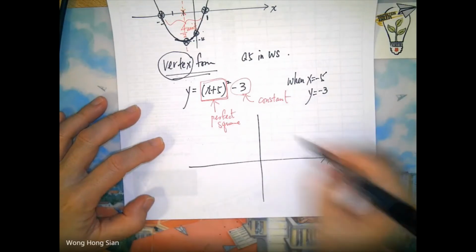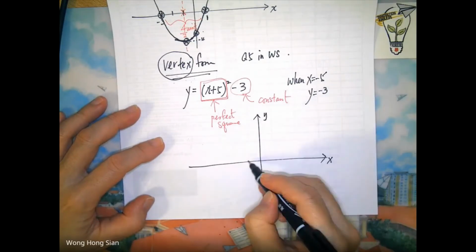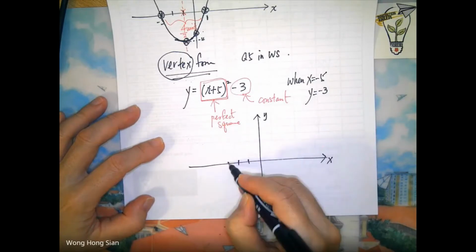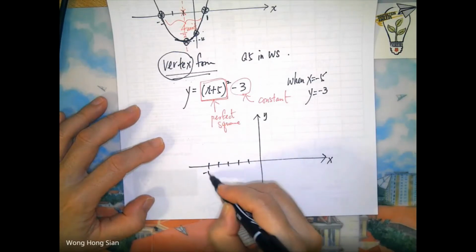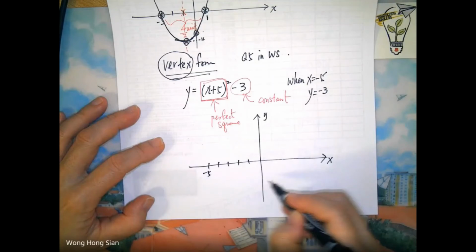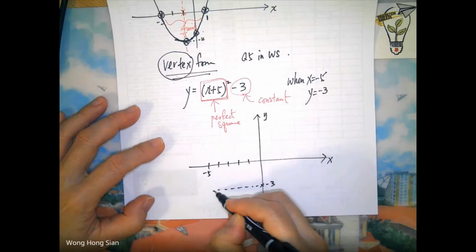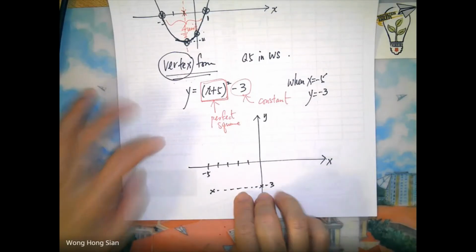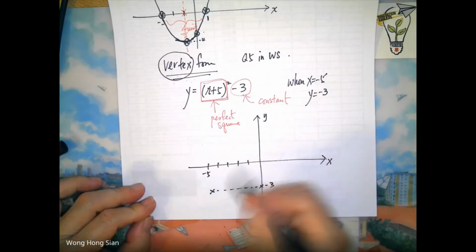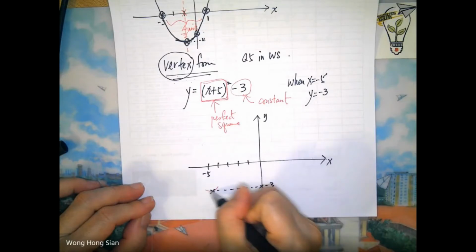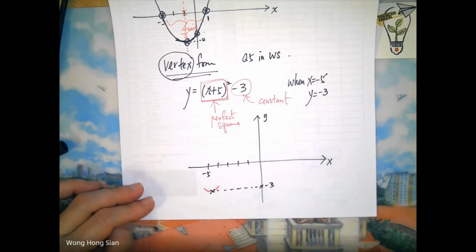If you were to have a simple sketch of the graph, this is x, this is y. When x is equal to negative 5, you're going to get your lowest point, and that is going to be negative 3. So you see, this is the crucial point in your graph, because this is the vertex. This is the lowest point.